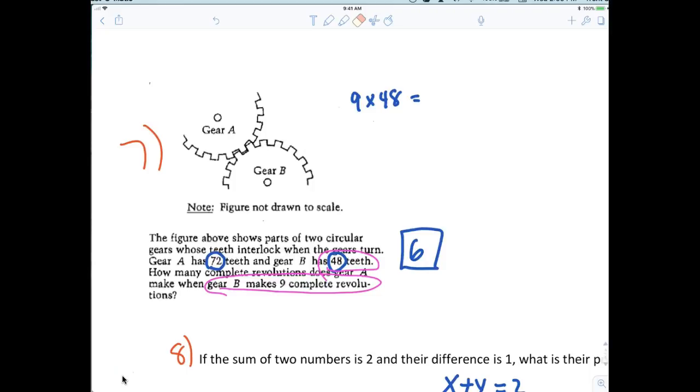So that was how much? So that means he went through 432 teeth. Does everybody agree? So that means that the other gear has to go through what? 432 teeth. Do we agree? And each time it goes around, it has how many teeth? 72. So it's just 432 divided by 72, which is 6.